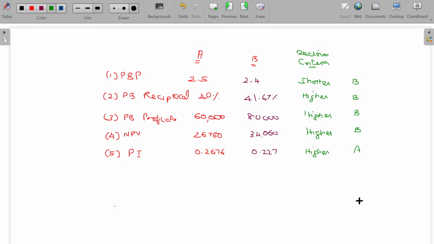So when that question comes, always remember, do you have sufficient cash balance in your hand? Okay, A requires 1 lakh, B requires 1.5 lakhs. You have 3 lakhs in your bureau, ideally available. You don't have any other option. So then, if you invest in A, you will be getting around 26,760 NPV. Same if you are investing in B, 34,060.